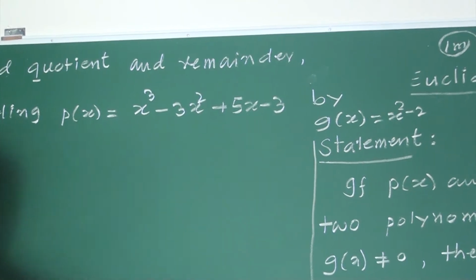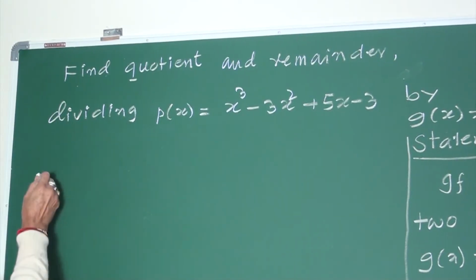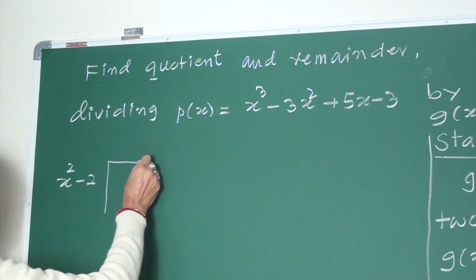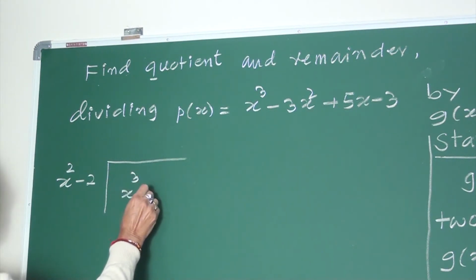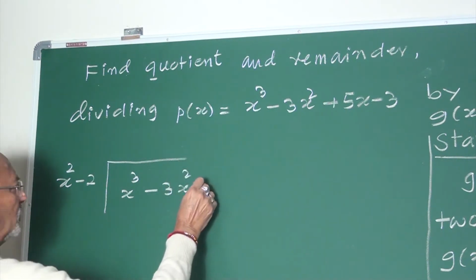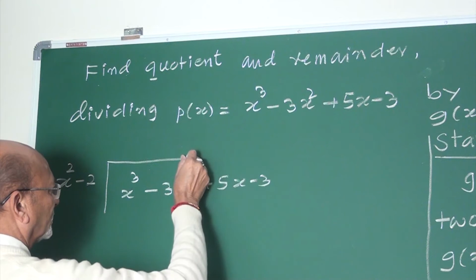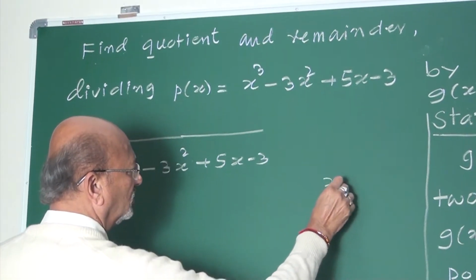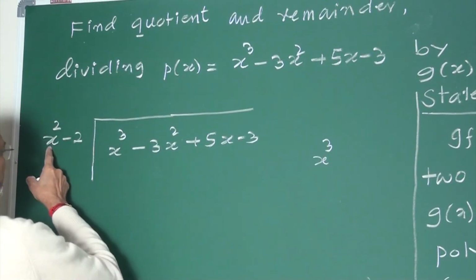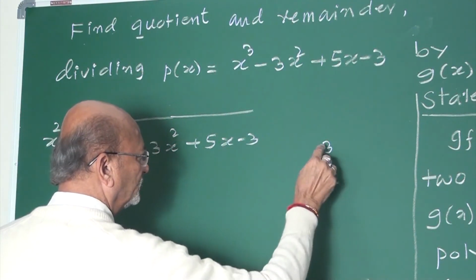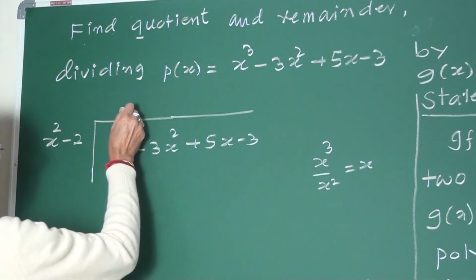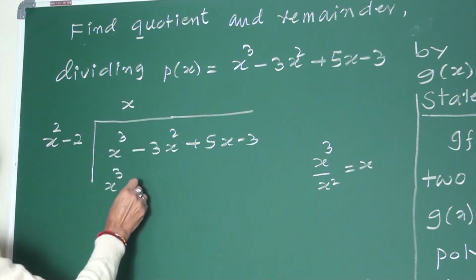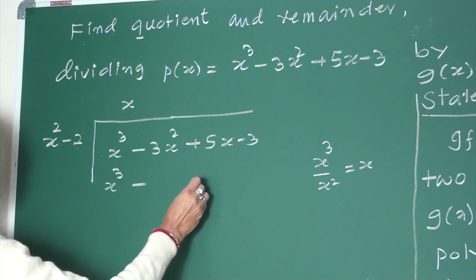Same method as in the case of the example I have already done. First you write g(x), x square minus 2. You are dividing p(x), so you write p(x) here: x cube minus 3x square plus 5x minus 3. First you divide the first term, x cube, by x square. x cube upon x square is x. Write x here. This x with x square gives x cube. Minus with plus, minus. x into 2 is 2x, right? Just below, minus 2x.